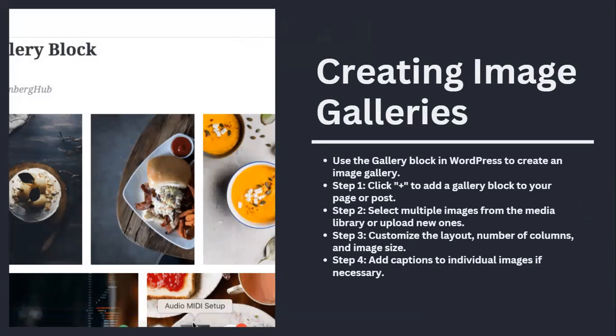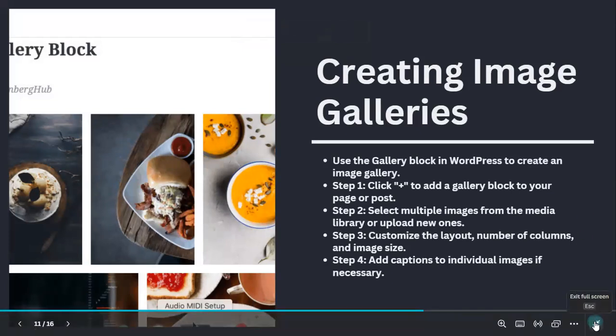You click the plus to add a gallery block to your page or your post. Then you select multiple images from the media library or upload new ones. Then you customize your layout, add the number of columns and the image size, then add captions to individual images if it is necessary. Now let's look at this feature.